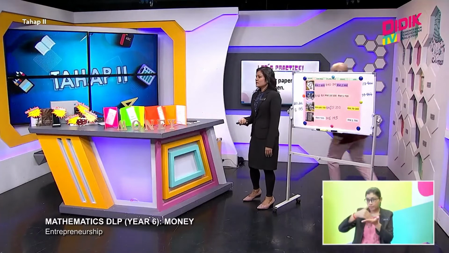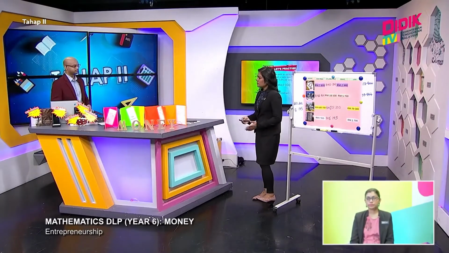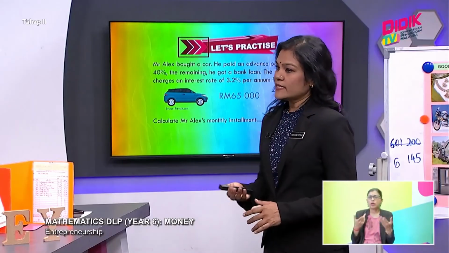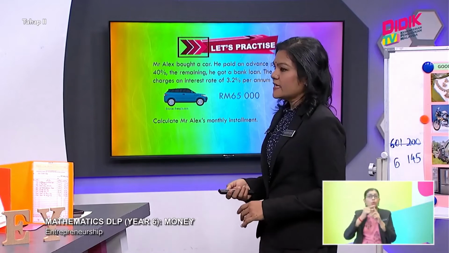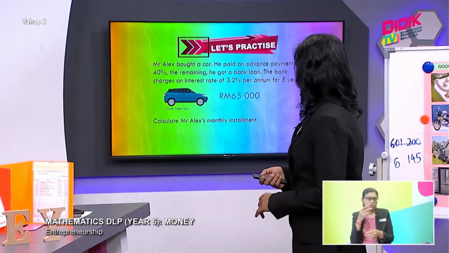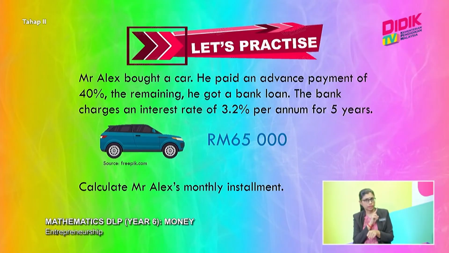Okay. So for further activities, after you learn all the terms, you are going to apply it in our daily life, right? So look at some example here. Mr. Alex bought a car. He paid an advance payment of 40% for that car, and for the remaining he got a bank loan. This is what usually people do to get a car, right? Kids, you must know this.